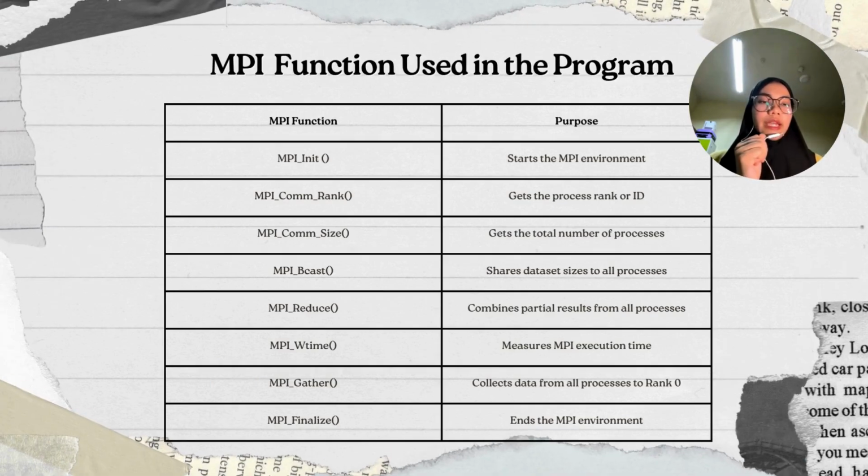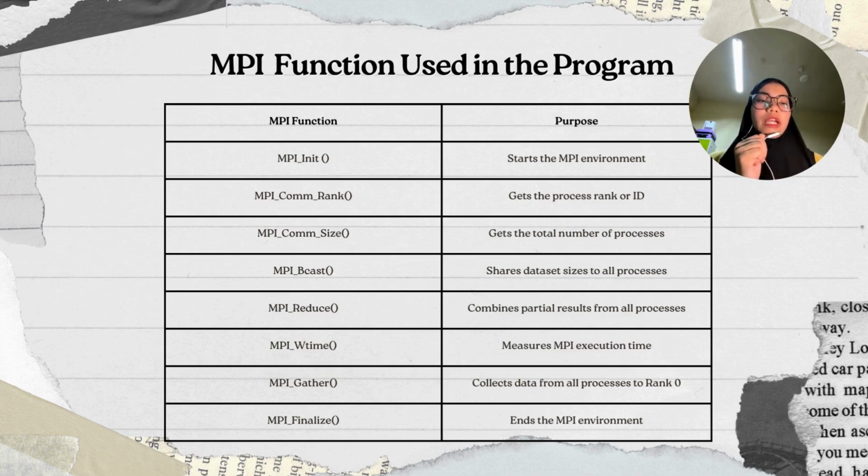Okay, next are the MPI functions used in our program. The table shows the MPI functions and the purpose of each function. First we have MPI_Init, whose purpose is to start the MPI environment. Second, MPI_Comm_rank, which gets the process rank or ID. Third, MPI_Comm_size, which gets the total number of processes. Next, we have MPI_Bcast, which shares the dataset size to all processes.